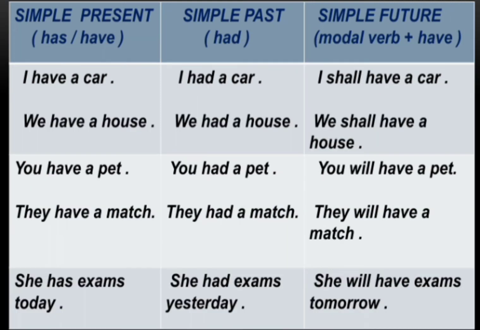Now, let's check how verbs state position or action when we use have verbs. Now we have simple present, simple past and simple future. In the simple present tense, the have verbs are has and have. Has is used for the singular subject and have is used for plural subject, and also with I and with you.